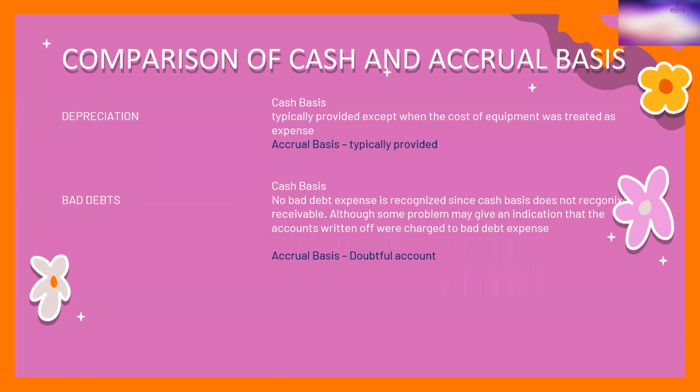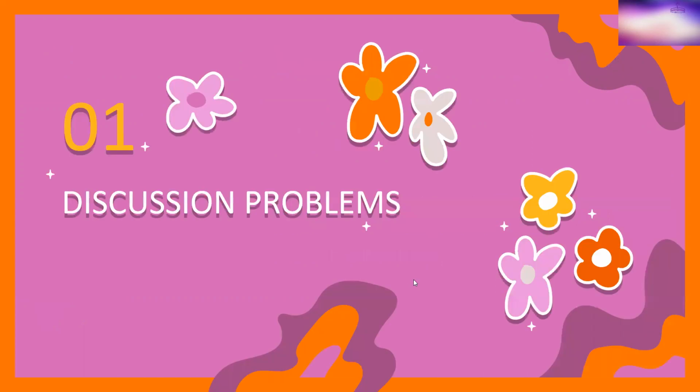Cash basis doesn't recognize receivable, although some problem may give an indication that the accounts written off were charged to bad debt expense. Now, of course, logical din yan dahil under cash basis, we do not recognize naman receivable kasi. No? So, it's really cash in and cash out. And accrual basis, this is your doubtful accounts.